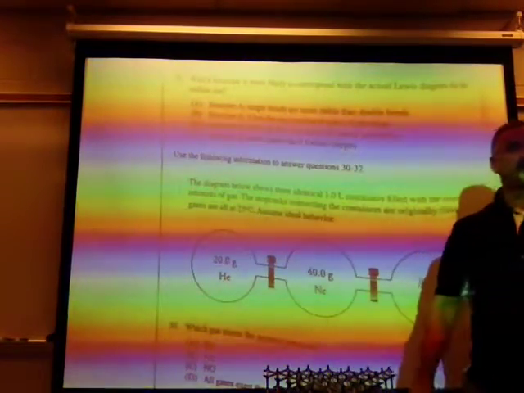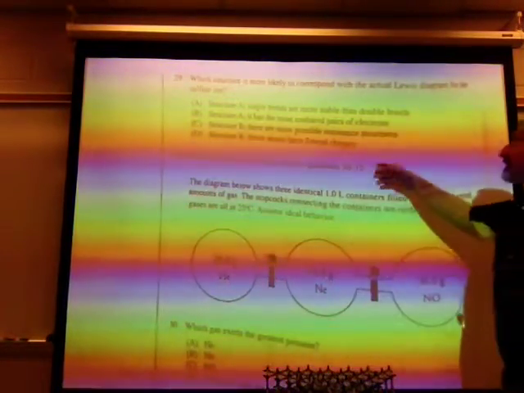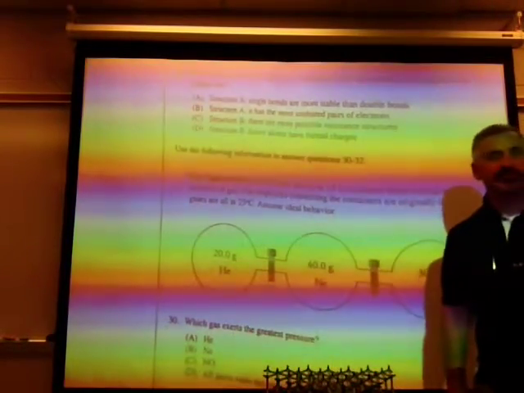Okay. Which structure is more likely to correspond with the actual Lewis diagram for the sulfur? Structure A, single bonds are more stable than double bonds. Structure A has the most unshared pairs of electrons. Structure B, there are more possible resonance structures. Structure B, fewer atoms have formal charges. Okay? You always just want to minimize formal charge. Minimize formal charge. That's going to be the thing. All this other stuff is not really true.